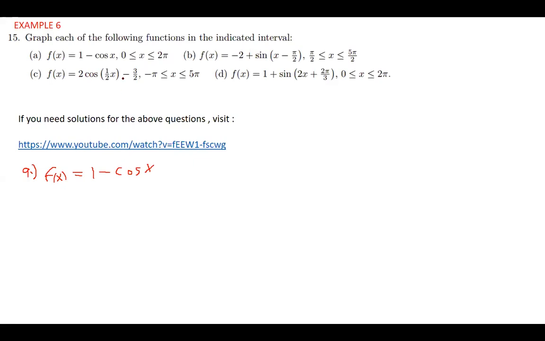So we need to restrict ourselves to this same domain. So let us just draw this. So this is the x-axis, and then this is the starting point. Since we know that we're going to start from 0 to 2 pi.